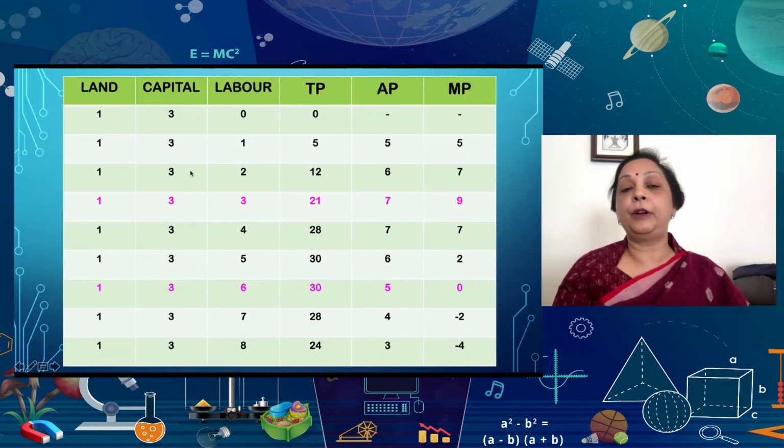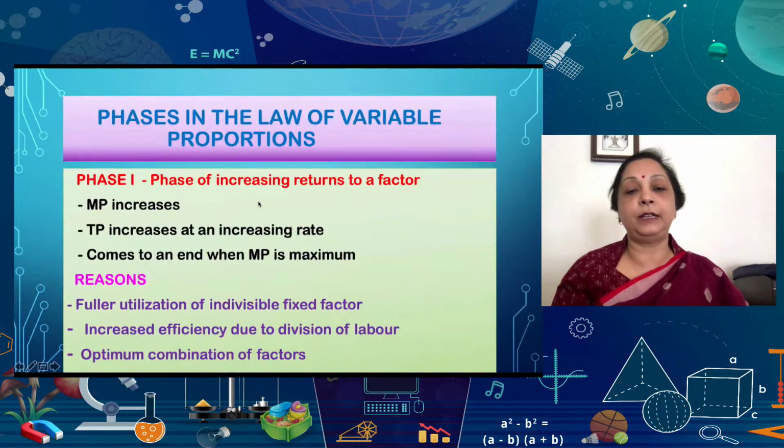When 2 are employed, 2 machines have started working. When 3 are employed, all the 3 machines have started working. So there is fuller and fuller utilization of fixed factors when you go on increasing the variable factor in the beginning. That's the reason why you get increasing returns. You get additional output, 5, 7, 9. That is because there is better utilization of fixed factor owing to employment of more and more of variable factors. So this is the first reason.